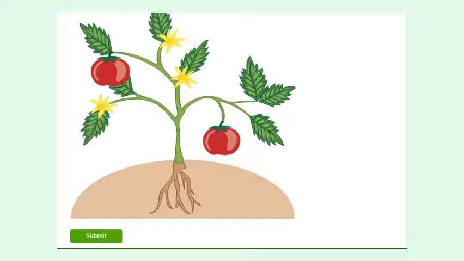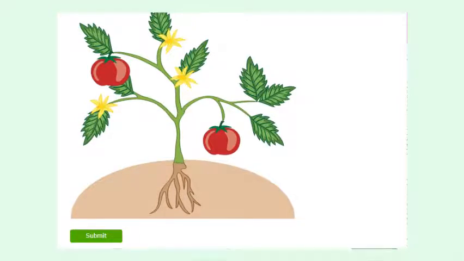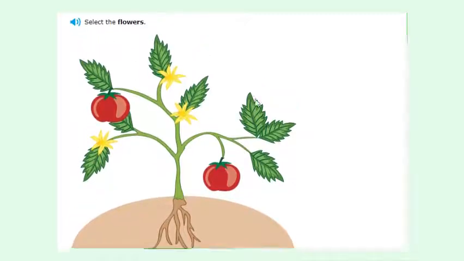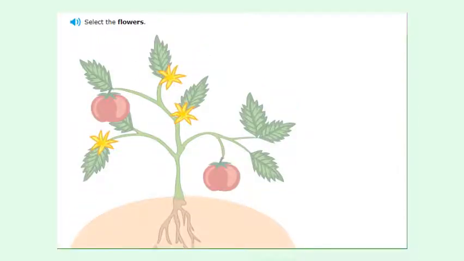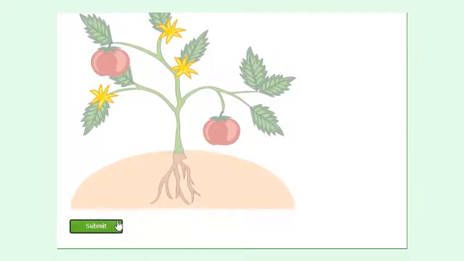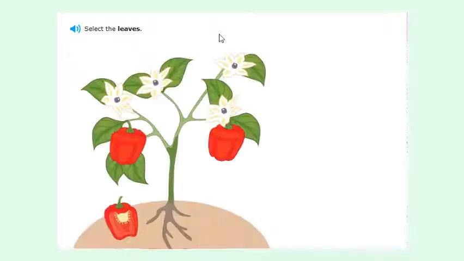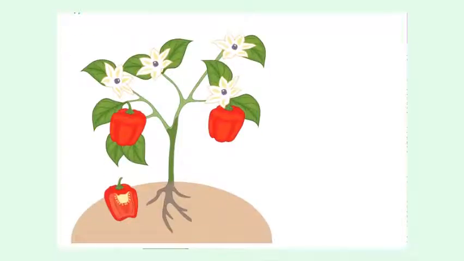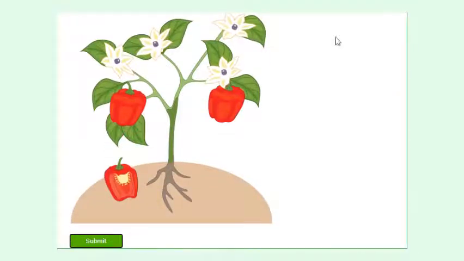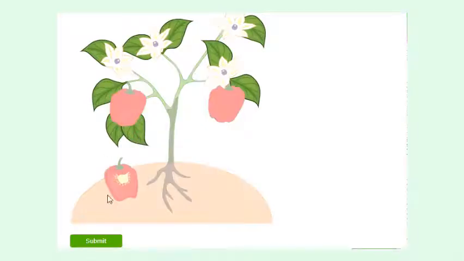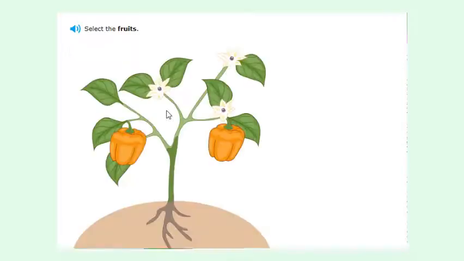Let's play this game to identify different plants' parts and talk about their functions. Where are the flowers? So select the flowers. The flowers are the yellow parts of the tomato plant. This is correct. Where are the leaves of the pepper plant? The leaves are the green parts. And they are important since they catch sunlight and carbon dioxide.